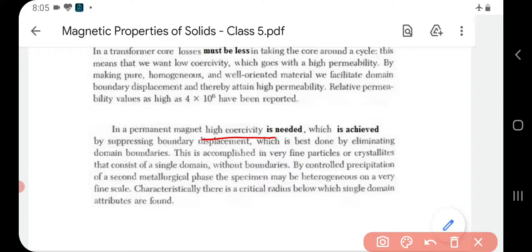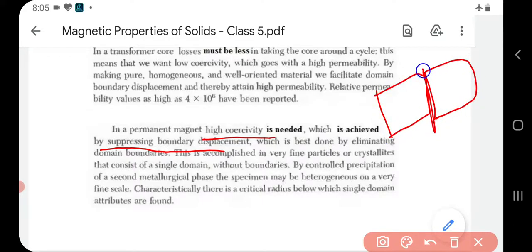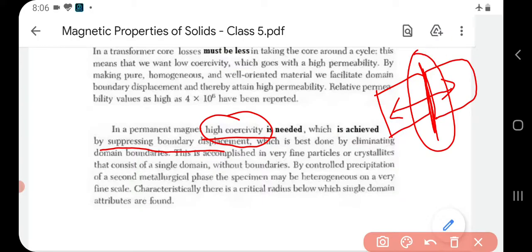Now how is it achieved? It is achieved by suppressing boundary displacement. That is how to suppress boundary displacement: it is done by eliminating domain boundaries. We know we don't need domain boundaries. Domain boundary means if you have a domain, there is another domain next to it; this is the domain boundary. If you want a material with high coercivity, you have to suppress this domain displacement. That means you don't want this domain boundary.